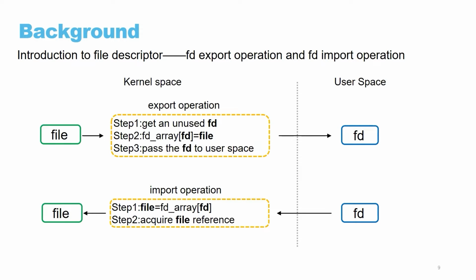Let's make a summary. The FD export operation is done in 3 steps. Step 1, get an unused FD. Step 2, set up the FD array. Step 3, pass the FD to user space. And the FD import operation is done in 2 steps. Step 1, look up the FD array to find the file object. Step 2, acquire file reference.